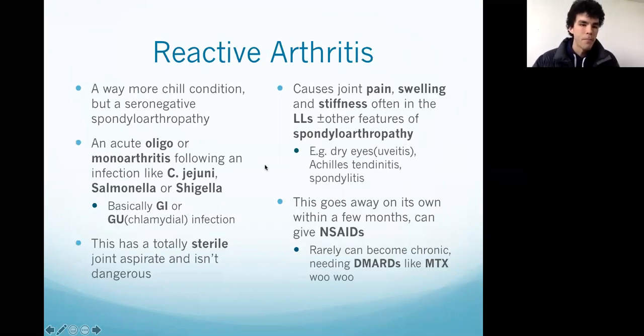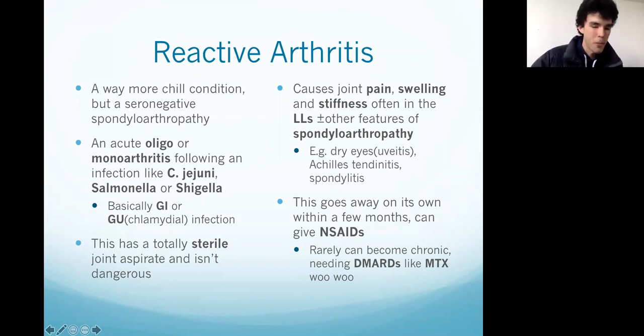Yeah, reactive, much more relaxed. Basically, you have a single joint or a couple of joints which are inflamed and painful after getting either a genitourinary or a GI infection. It's basically a sterile joint aspirate. So if you go, oh, this person's got a freshly swollen joint, I'll quickly aspirate that and check what's in it, you'll find there's nothing in there.